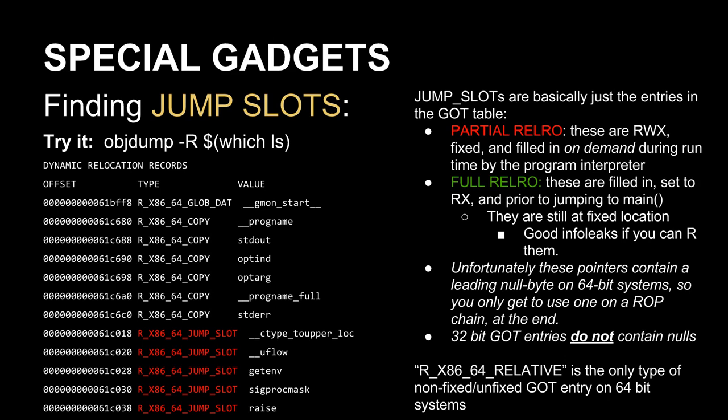The 32-bit entries for GOTs in 32-bit binaries do not contain nulls, which is very convenient for info leaks. Because when you try to get an info leak to print out a pointer that contains null bytes, you will get less than a full width pointer. So you may have some truncation, you may lose some significant bytes.